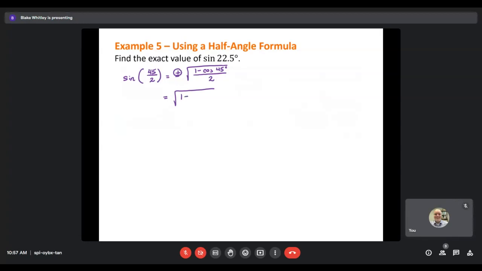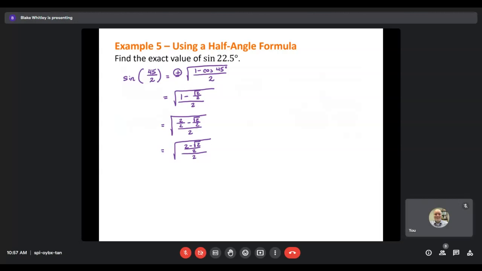We're going to have 1 minus cosine of 45 degrees, we know, is square root of 2 over 2. And all of that is over 2 now. Now I need to simplify this. I'm going to use a common denominator. So 1 becomes 2 over 2 minus square root of 2 over 2, all over 2. Putting that together, we get 2 minus the square root of 2 over 2, all over 2.